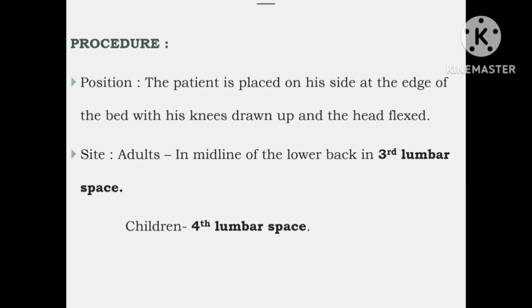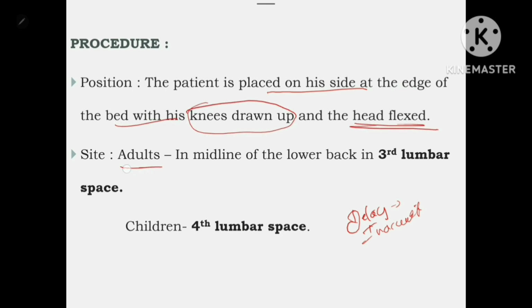So this is a brief about the procedure. How do they do it? So the CSF sample should be examined immediately, so within 30 minutes. If there is any delay in examining, then there will be an inaccurate count. So the position: usually the patient is made to sit on the side of the edge of the bed, where his knees are drawn up and also the head is flexed. So in adults we use the third lumbar space, whereas in children it will be the fourth lumbar space.